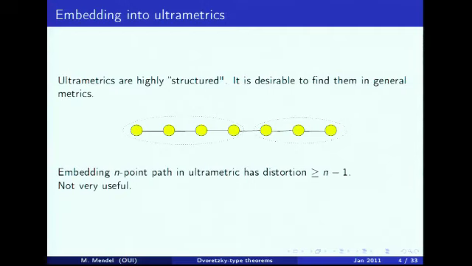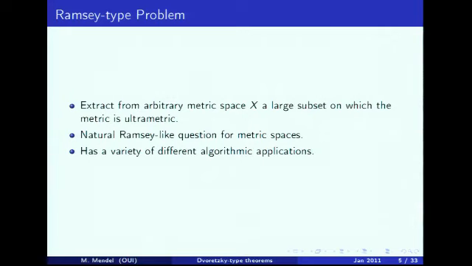But still, there are non-trivial embeddings of arbitrary metric spaces in ultrametrics. I'm going to talk about a specific one in this talk. I'm going to look at a Ramsey problem related to ultrametrics. And the Ramsey problem is the following. We want to find in an arbitrary metric space a large subset which is an ultrametric. This is a natural Ramsey-like question for ultrametrics.